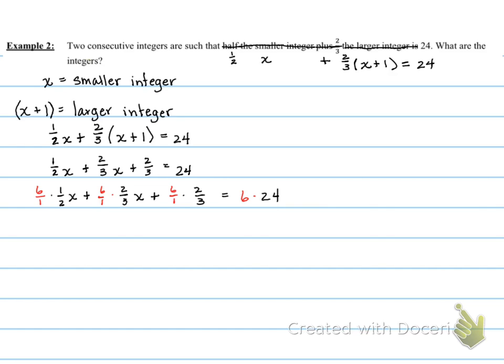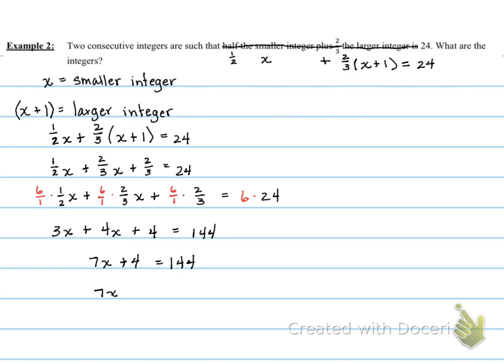So 6 divided by 2 is 3. 6 divided by 3 times 2 is 4. And then this one's the same. Oh man, 6 times 24. 6 times 4 is 144. So we'll combine like terms on the left, which gives me 7x plus 4 equals 144.